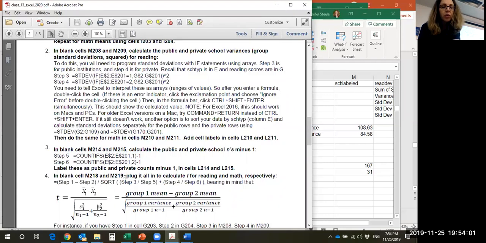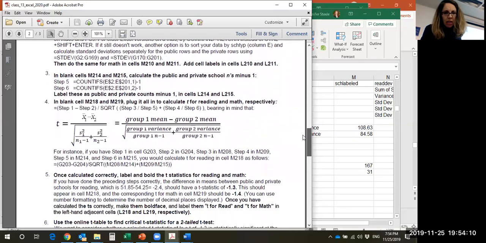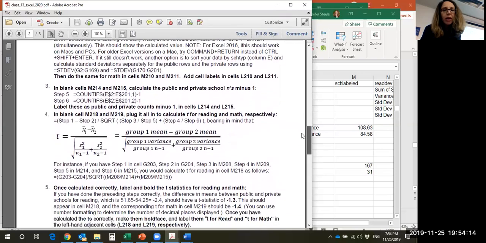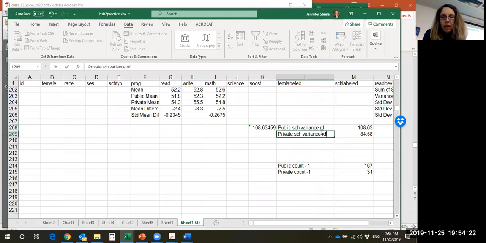Okay, so then what I want to do to calculate t, and we're going to do this in cells M218 and M219. Oh, that's right, because so far I've only done reading: public school variance reading and private school variance reading. And I would have to do the same thing for math.